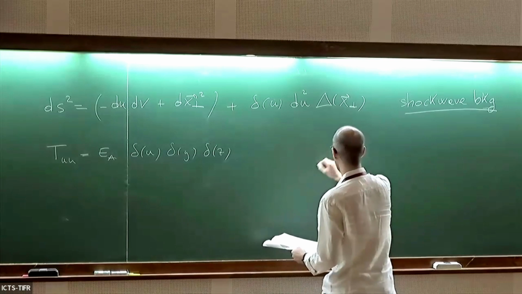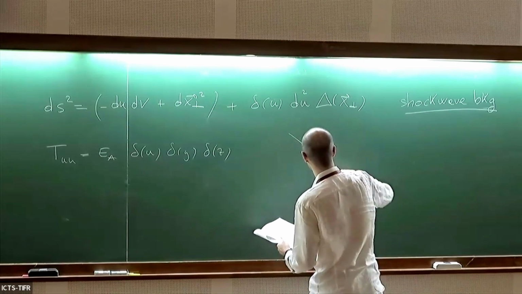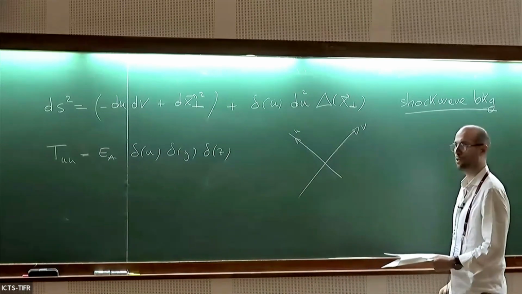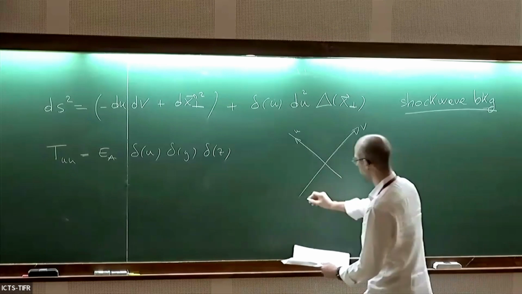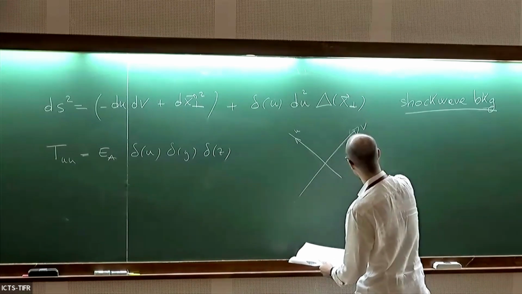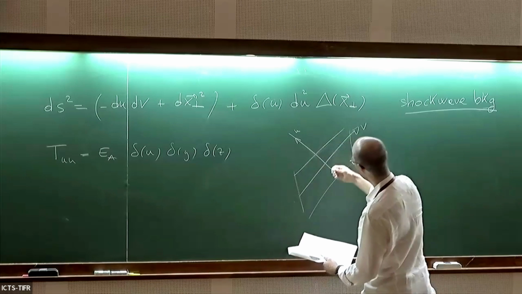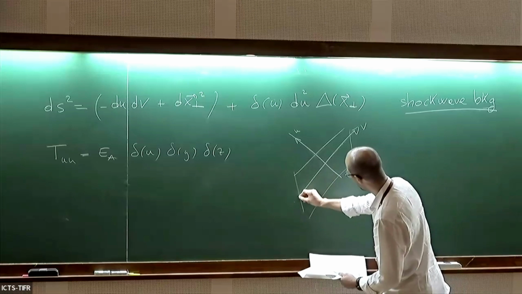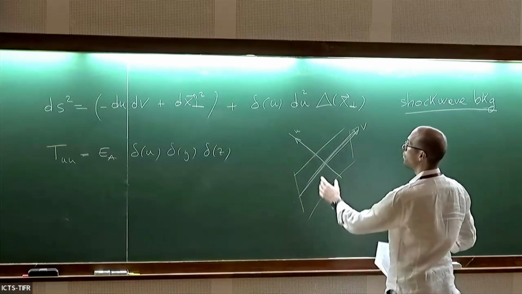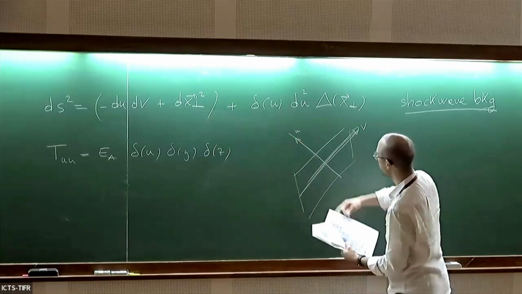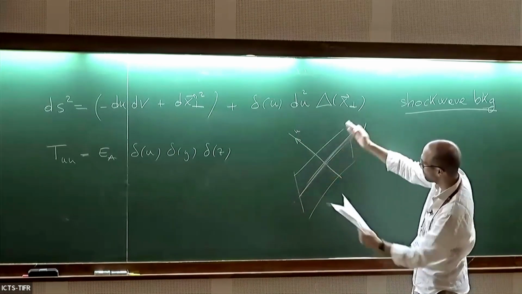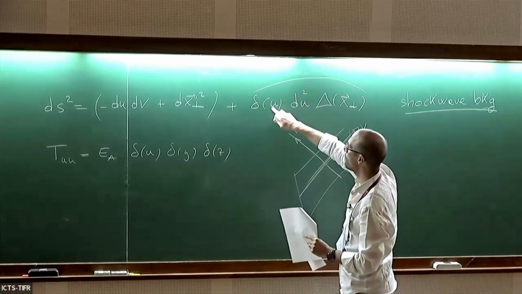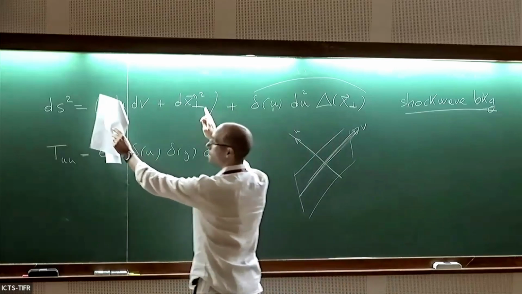Basically, the picture is the following. So U, V are your light cone coordinates. You have a transverse plane. You have a particle traveling, so there's a delta function of u. So u equals 0 is this plane presented here. If this one wasn't there, away from u equals 0, this is flat space-time.